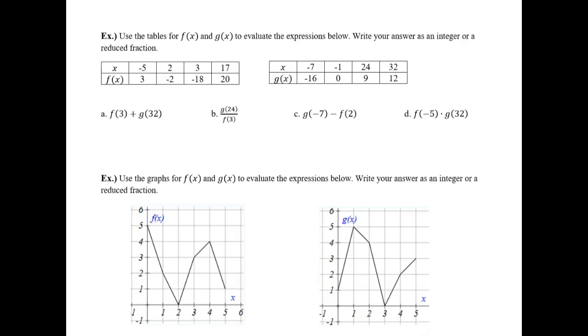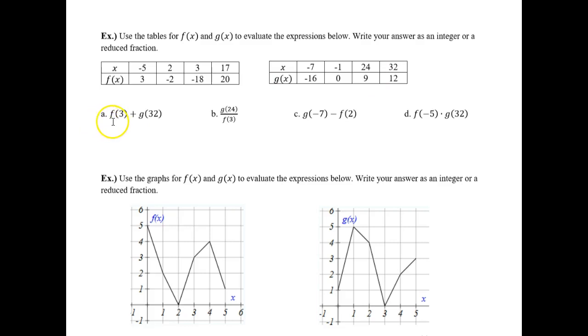Alright, we're continuing on with function arithmetic, but now we're going to be evaluating from tables and graphs. In this first example it says, use the tables for f of x and g of x to evaluate the expressions below. Write your answer as an integer or a reduced fraction. So this table represents function f, and this table represents function g.